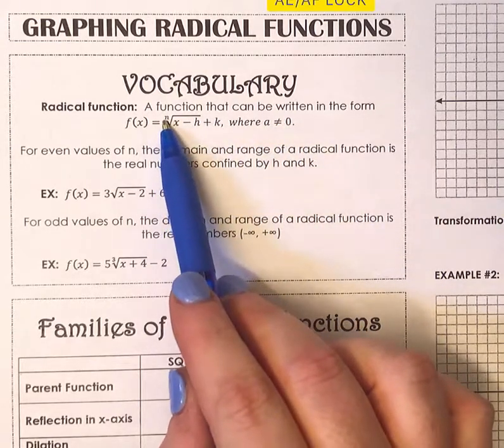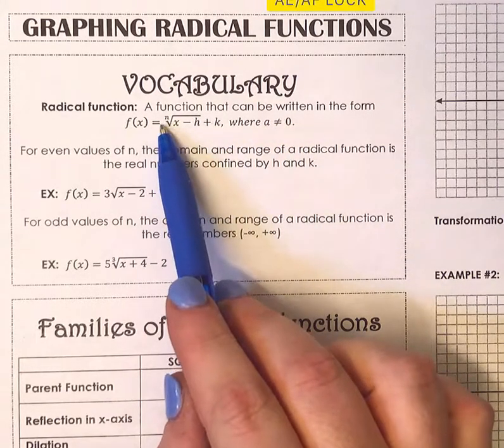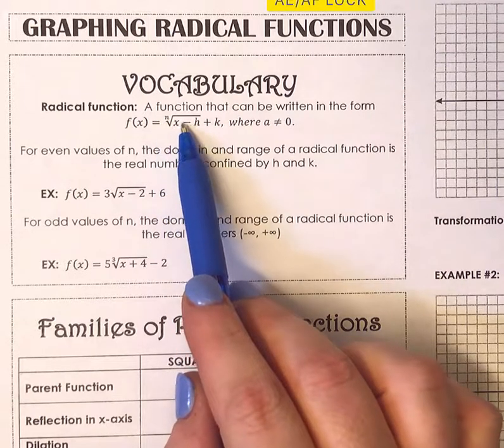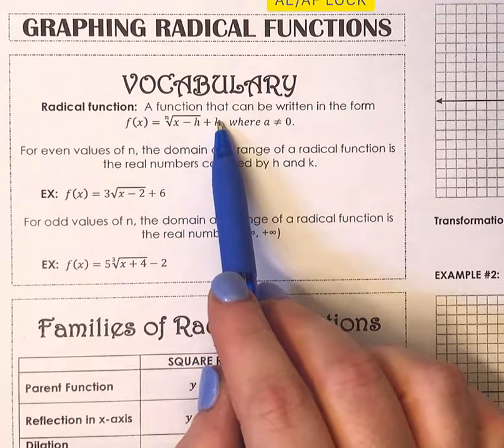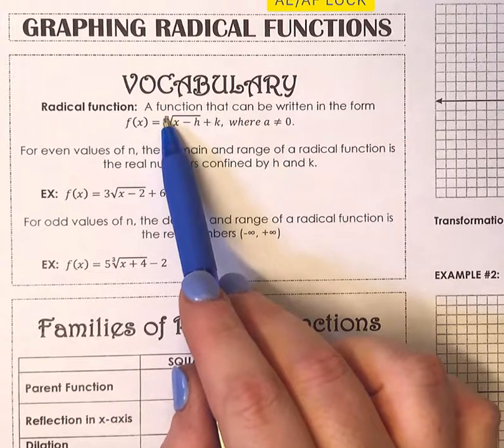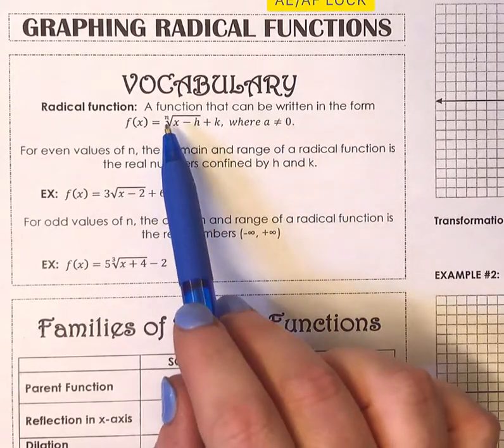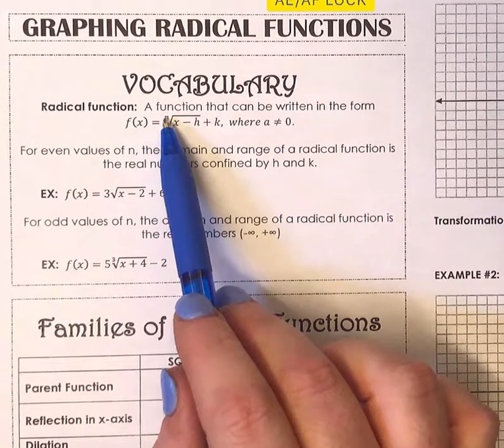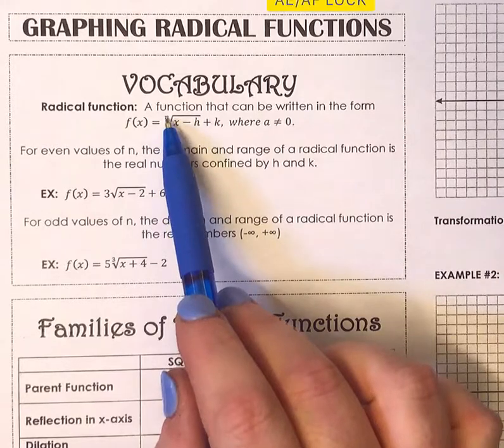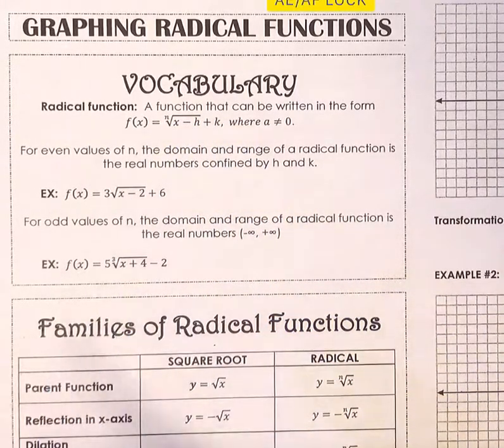The a value would be the number in front, because if this value is 0, then it would just be a linear function. It would be a horizontal line. The n, which is your index, also cannot be smaller than 2. You cannot have what's called a 1th root. This is an nth root because any number can be in here as long as it's 2 or greater.